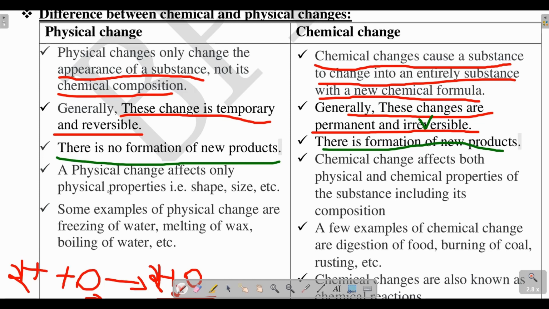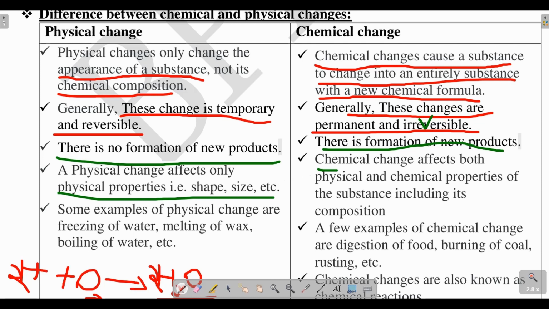Next one is that a physical change affects only physical properties of shape, size, etc. For example, if you boil water, 1 liter of water, its water vapor may occupy 10 liters. Its volume may be 10 liters. That means size is changing.